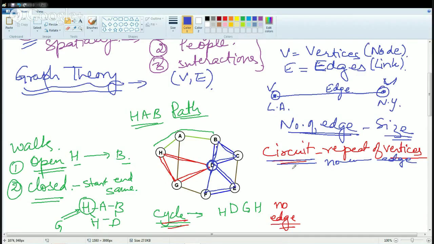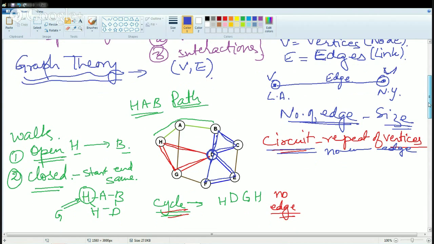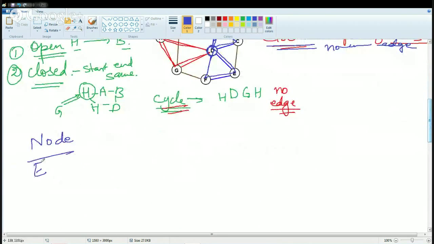So under graph theory, what we have tried to understand today is what a node is. Firstly, node or vertex. Then we have talked about edge or link. We have talked about two types of walk, the open walk and the closed walk. We have understood the concept of cycle and circuit. So the difference between cycle and circuit is very important.